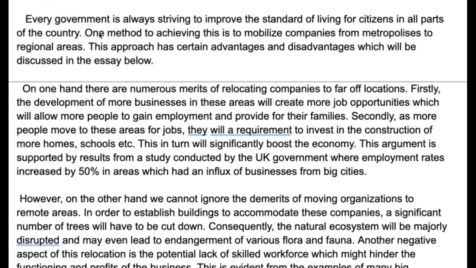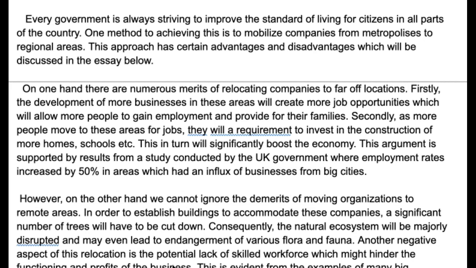One method to achieving this, yeah, I would have gone for the infinitive here after 2. One method to achieve this, or one method of achieving this is to mobilize companies from metropolises to regional areas. Great vocabulary here. And I noticed American spelling here and American spelling. Just make sure, there's nothing wrong with that, just make sure we use American spellings throughout the rest of the article.